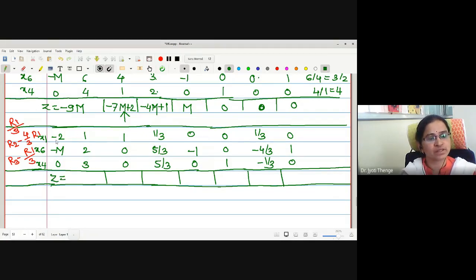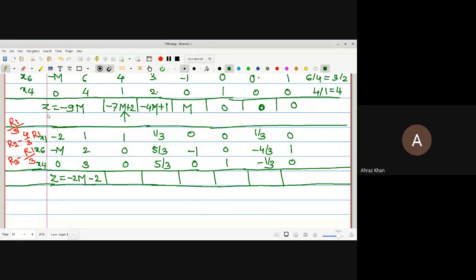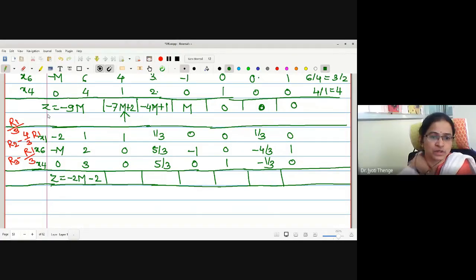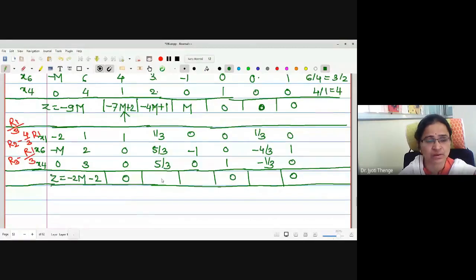What is the z value at this stage? This is minus 2m, correct? Minus 2, this is 0, no? Whether the value improved from minus 9m to minus 2m. Yes, ma'am, the value is improved. Now we will calculate the net evaluations again. For the basic variables, we will write the net evaluation 0. This is the nice hint we have. Now we will calculate the net evaluations for the remaining ones.